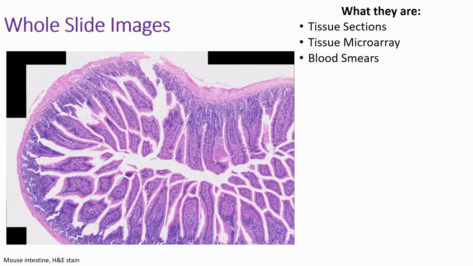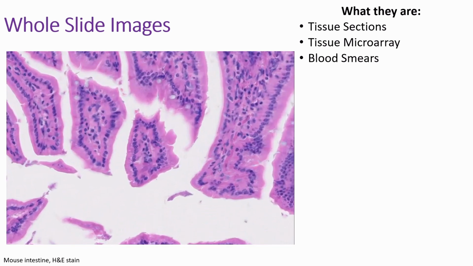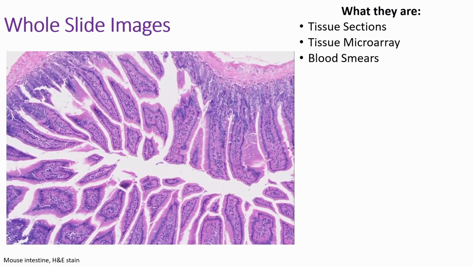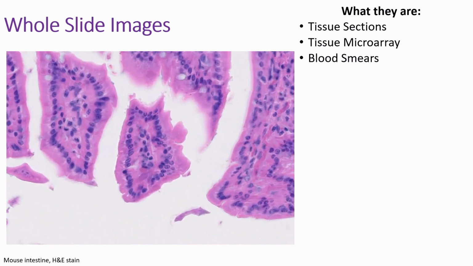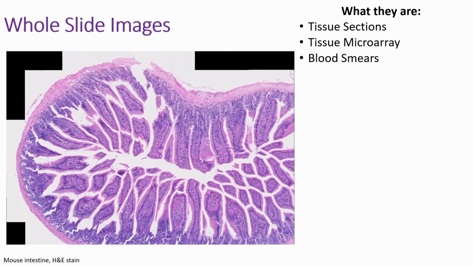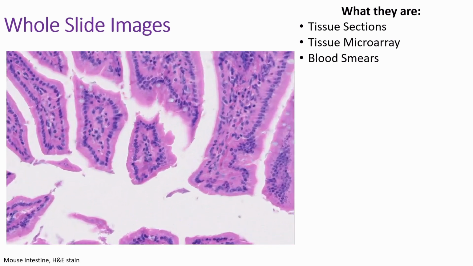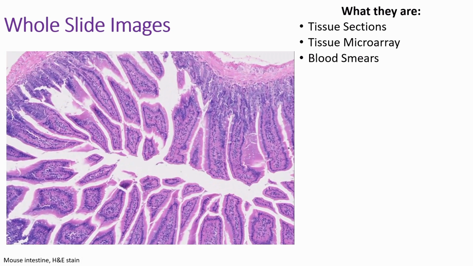So whole slide images, these are images of tissue sections or tissue microarrays or blood smears. They're images composed of hundreds or thousands of fields of view taken individually and then stitched together to form one massive image where you can see the entire slide at once, and then zoom in and in and in to see individual cells.